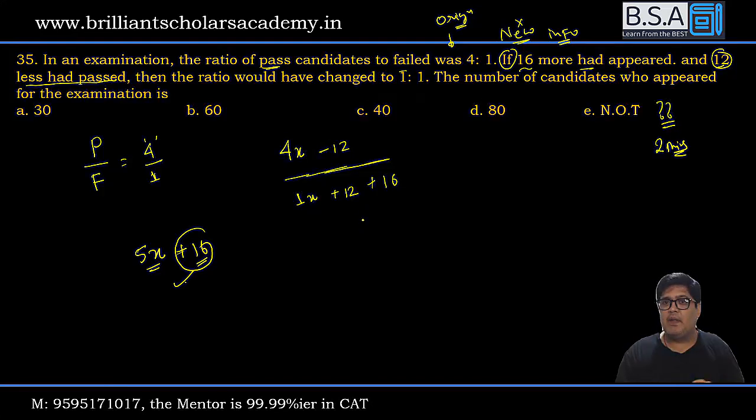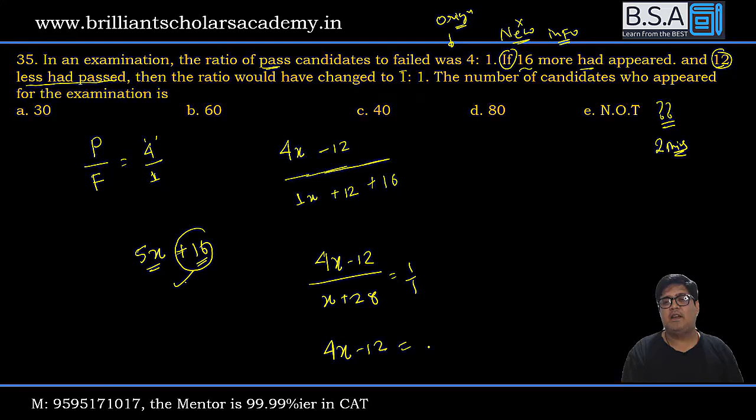Let me repeat that part. You want 16 more people to come and join the group. You want 12 people to decrease from passing. So where are those 12 people going? They are going to the failure part. These 16 are not going to go to the pass part. They're all going to go to the fail part. So what we have basically here is 4x minus 12 upon x plus 28 is equal to 1/1. Because right side is 1/1, you cross multiply and you'll have your answer. 4x minus 12 is equal to x plus 28.